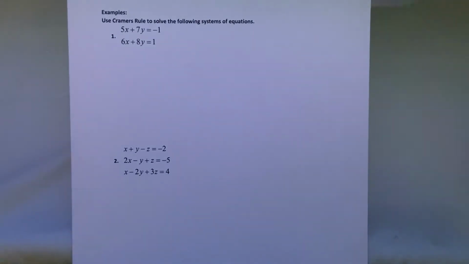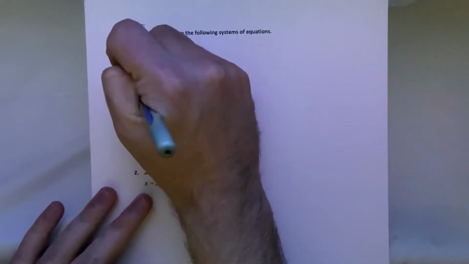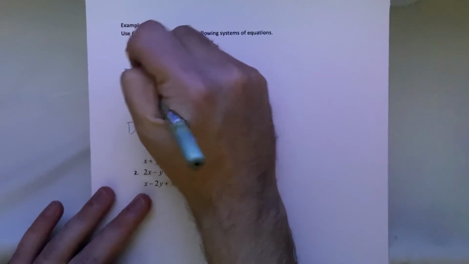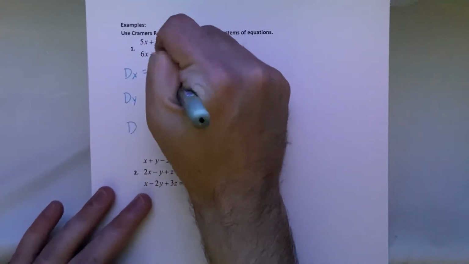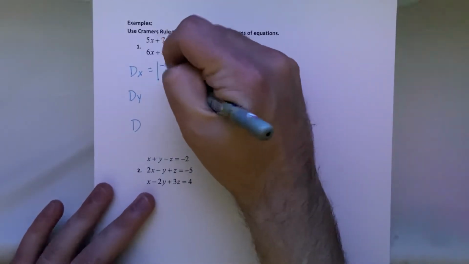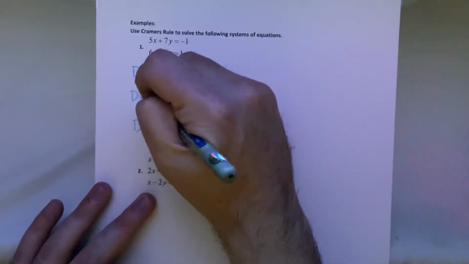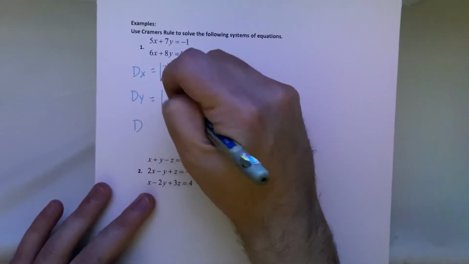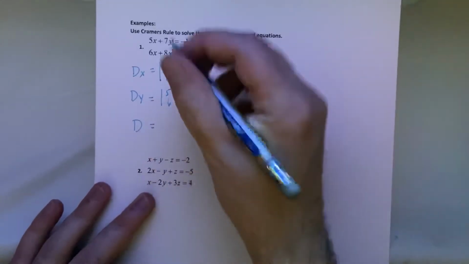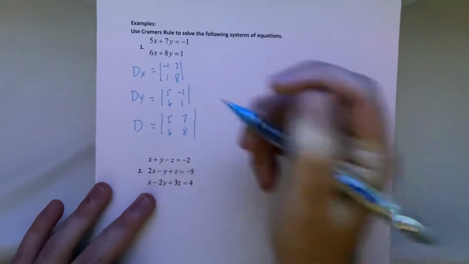Use Cramer's rule to solve the following system of equations. We've got dx and dy, and then our denominator d. dx is the determinant with the x coefficients replaced by the solution coefficients. That means the negative 1 and 1 go in for the 5 and 6 for x, and 7 and 8 go in for your y coefficients. dy is the same thing, but you're replacing the y values with negative 1 and 1. Then your denominator is just your regular set, so 5, 6, 7, 8.